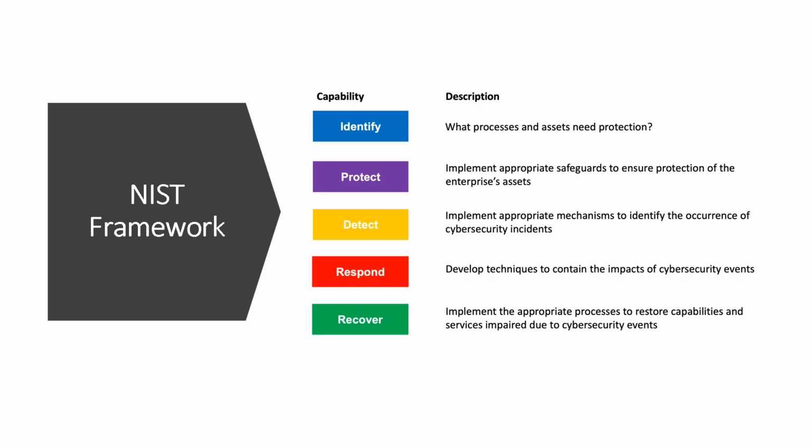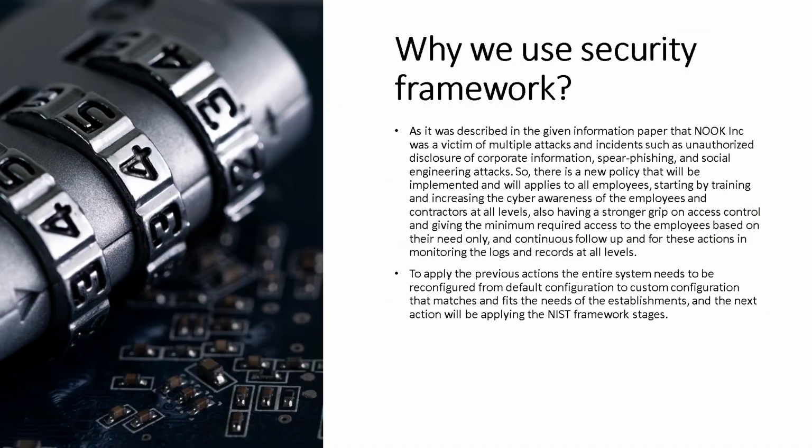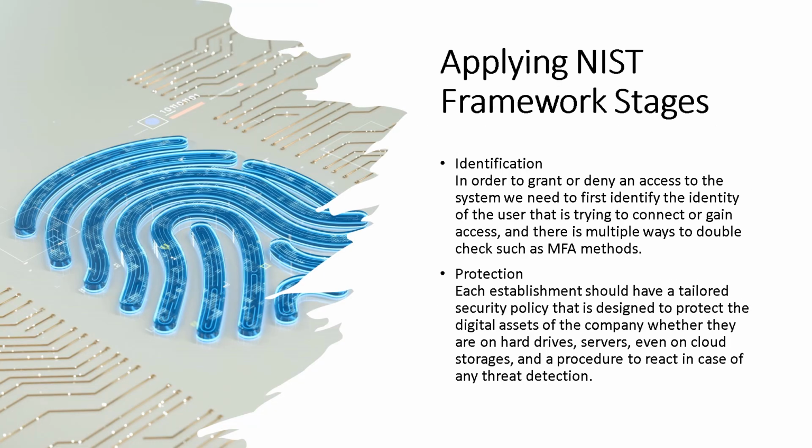This slide, we explained it before, but I'll go through it real quick. The NIST framework has a life cycle and we have 5 capabilities. Start by identify, protect, detect, respond, then recover. And the other thing is we should shed light on why we use a security framework. This slide talks about the necessity of using the security framework in order to protect our business, and there's a description in that slide as well.